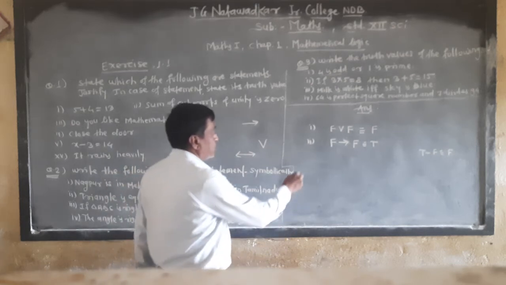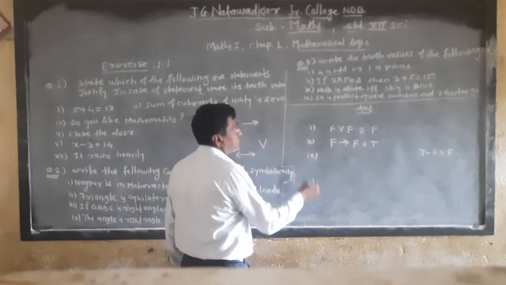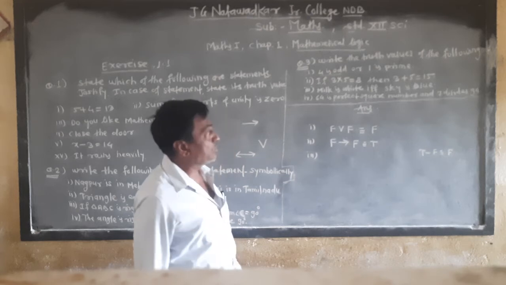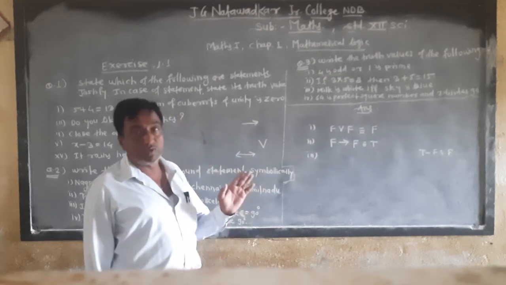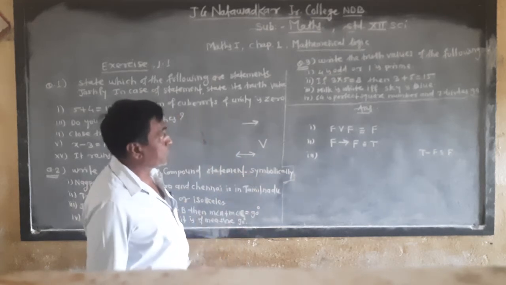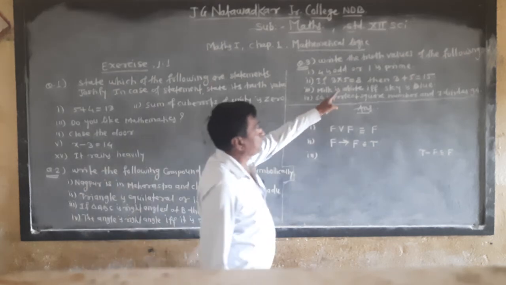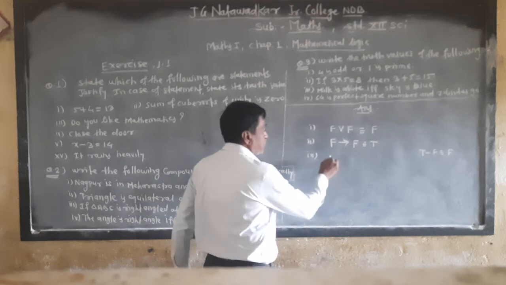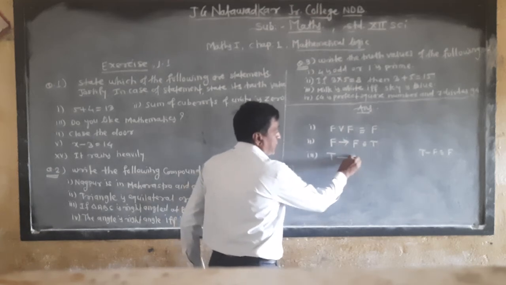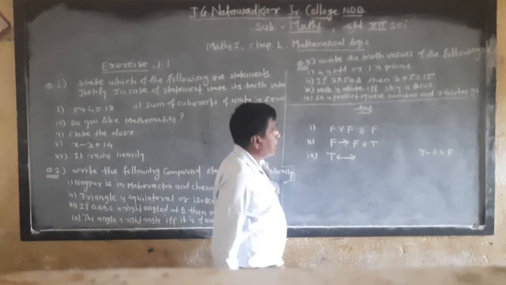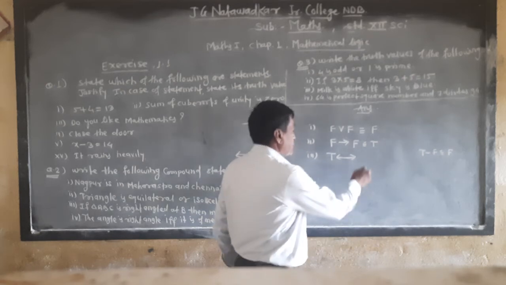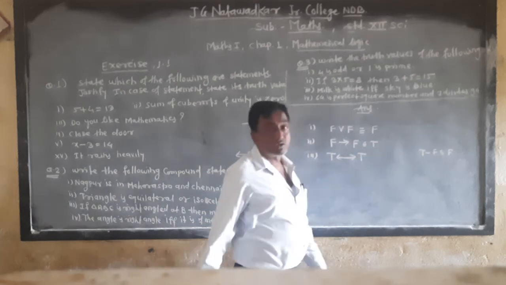Now the third statement is: milk is white if and only if the sky is blue. This is the both-way implication statement, and here we can use the symbol of the double arrow. See the first statement, milk is white. Milk is white, so that's why it is a true statement. After this, sky is blue. Yes, the sky is also blue, so it is also a true statement.